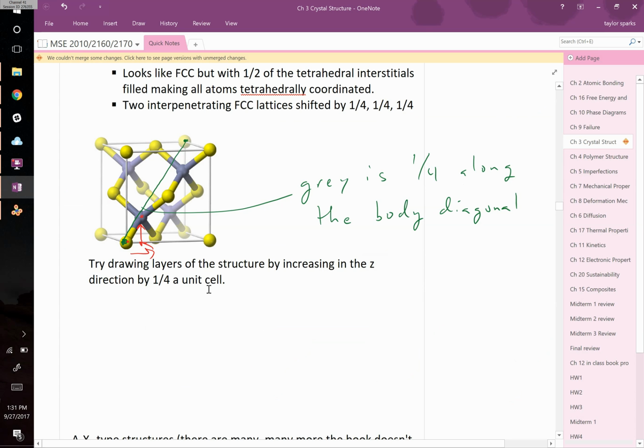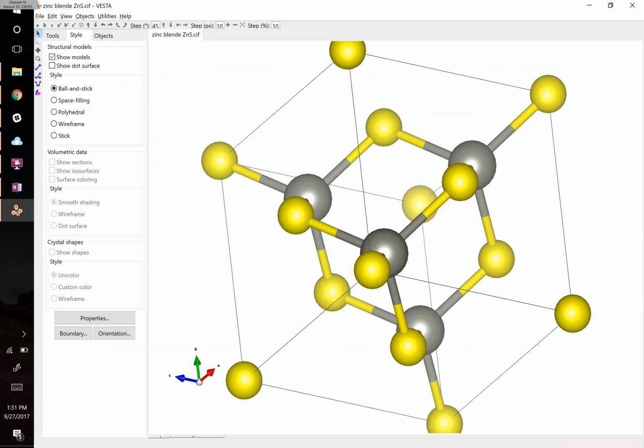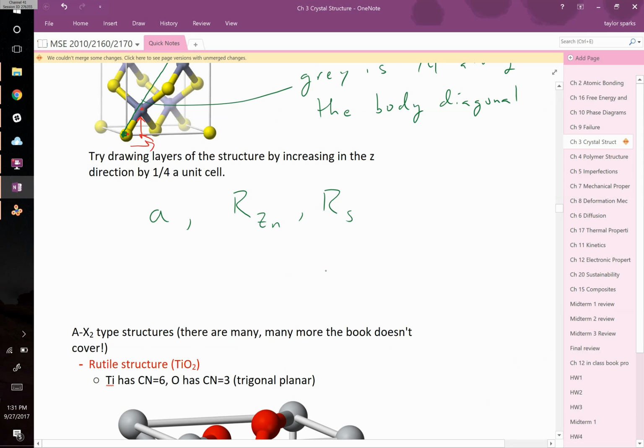Okay? So again, that is 2 interpenetrating FCC lattices shifted by a quarter of a lattice parameter in all 3 directions. Can I clarify that anymore? Here's a tricky one. How would you relate the lattice parameter to the size of these 2 ions? So what is the relationship between a and the size of, say, your zinc and your sulfur atoms? How would you write that? Again, remember, they touch. Where do they touch? Along that body diagonal. And how long is the total body diagonal? Somebody remember that from last class?